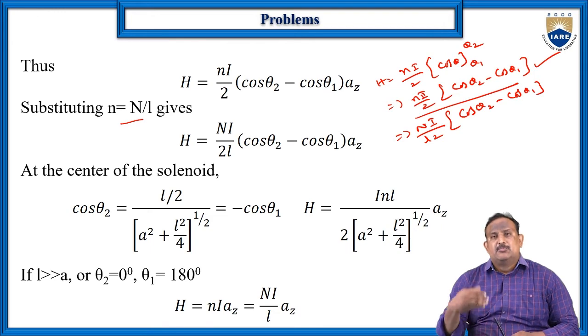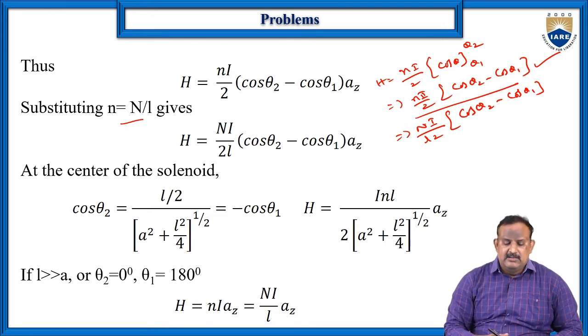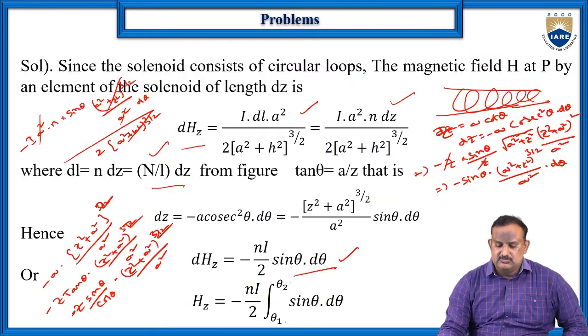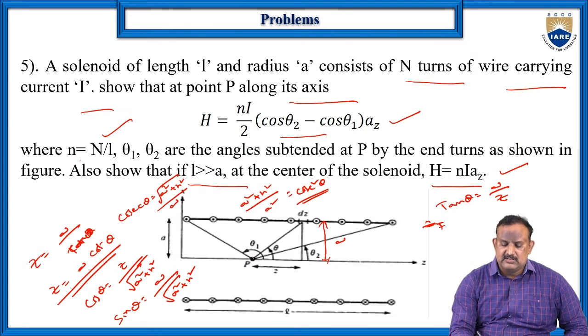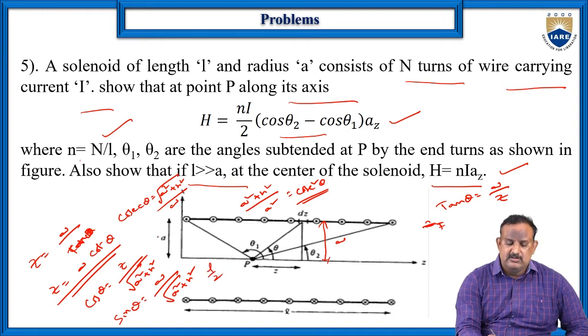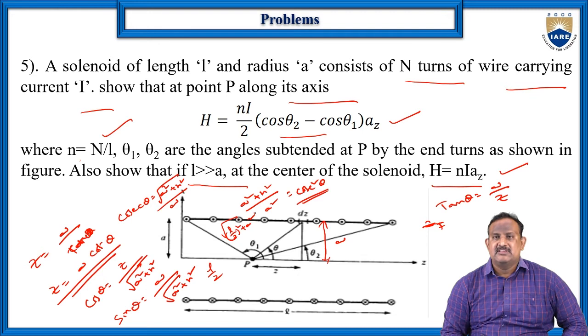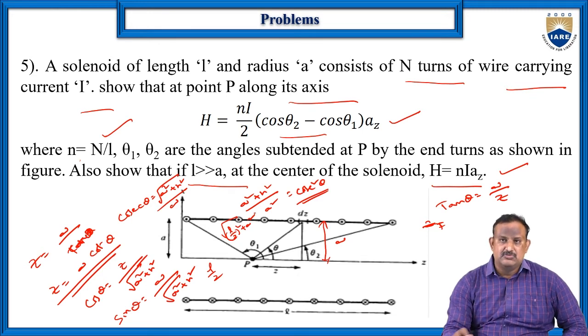So here again we need to prove the other one. At the center of the solenoid, just go back to the solenoid. So at the center of the solenoid, we need to assume that the distance is L by 2, and the radius is a only. Let us assume it is L by 2, it is a. So the magnitude is L by 2 square plus a square. So here the hypotenuse is.